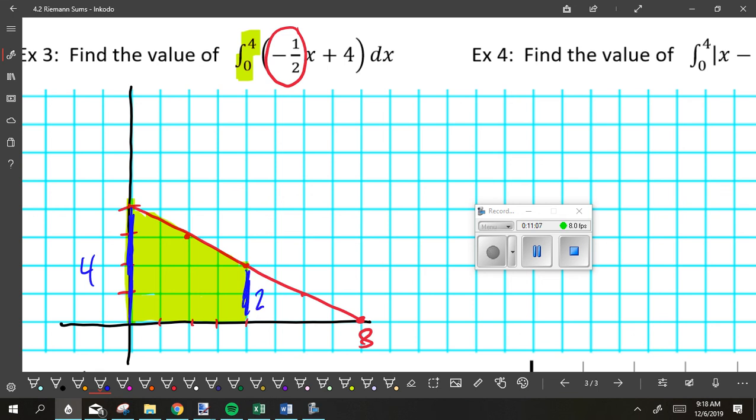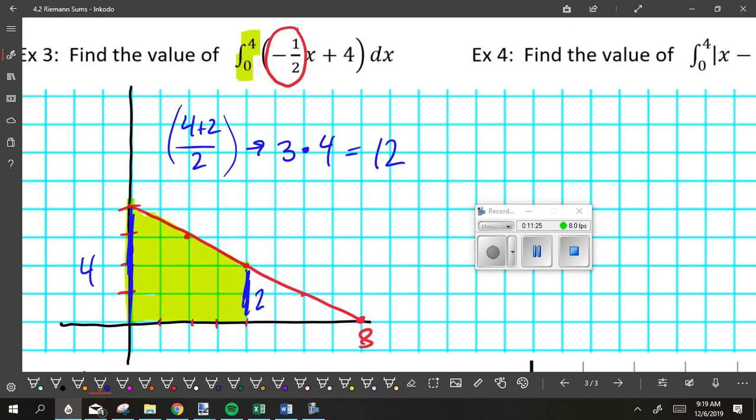So we talked in bell work. You take the two heights, you add them up, cut them in half. What's the average between 4 and 2? That's going to get you 3 times the width. 1, 2, 3, 4. My answer, 12. You can do it that way.